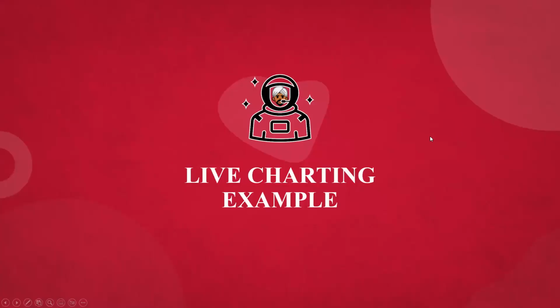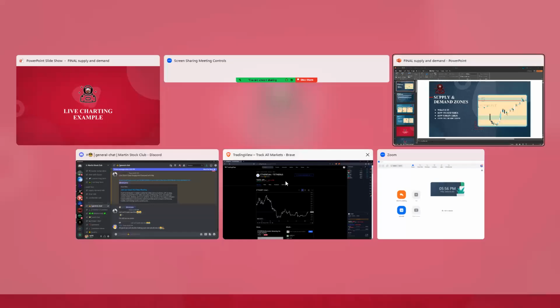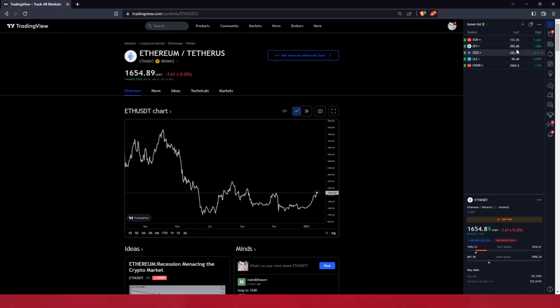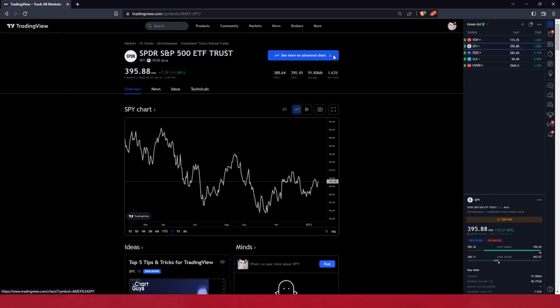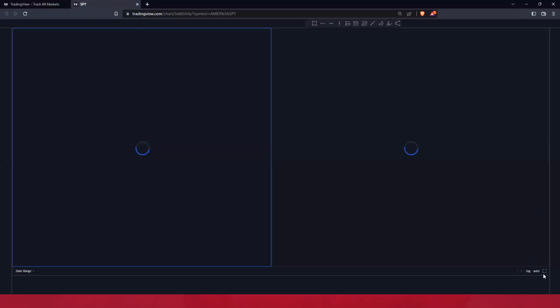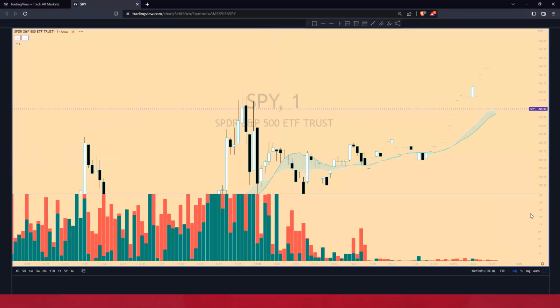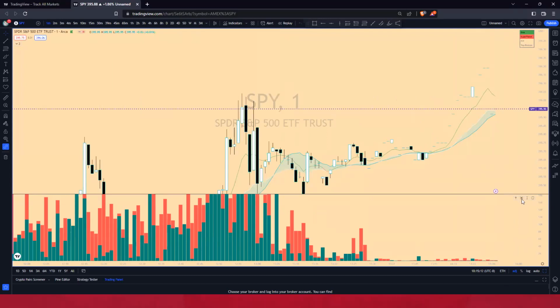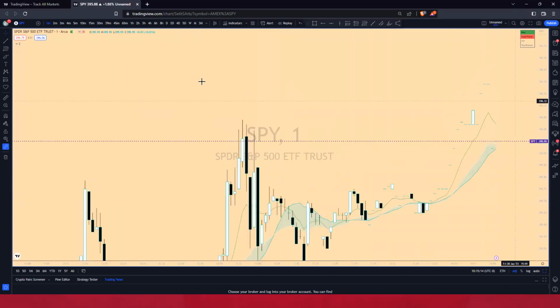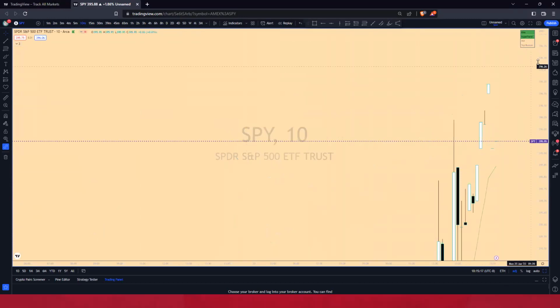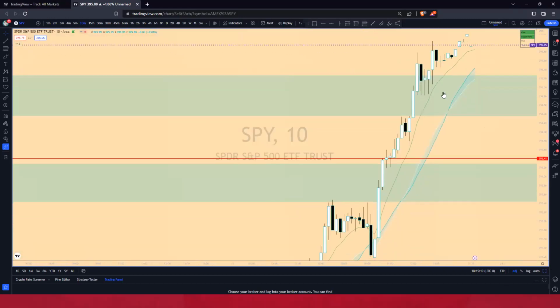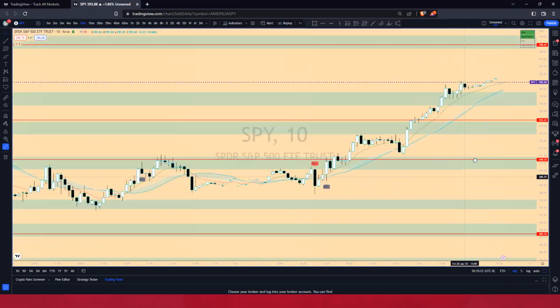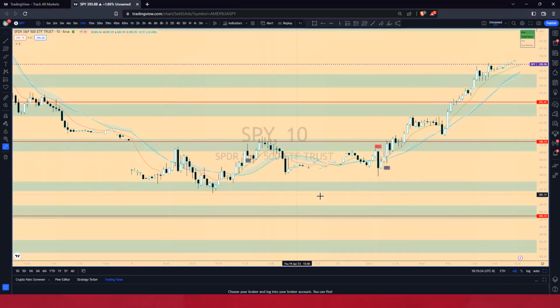Let's keep going. So we reached our first live charting example. I'm just going to show you guys a real chart here. We'll go on SPY, our favorite ticker. And we'll just find, even today, sorry about that. All right, and we'll go on to the 10-minute time frame here. And we'll just see how well these zones work, how well they could have paid you.